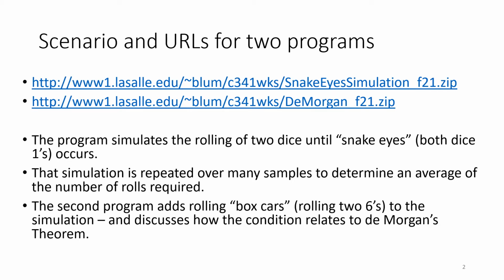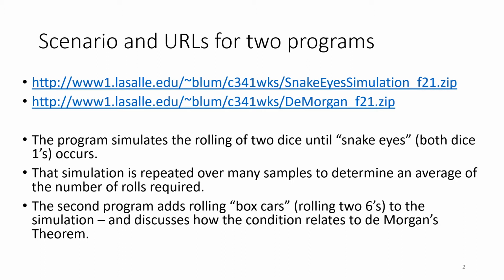URLs for the two programs we're looking at are seen at the top. The first one simulates the rolling of 2 dice until snake eyes occurs. The rolling of the dice is going to be in a while loop because we don't know how many times we're going to be in that loop. And then that simulation is going to be repeated over a number of samples to determine the average number of rolls. And that's going to be a for loop.